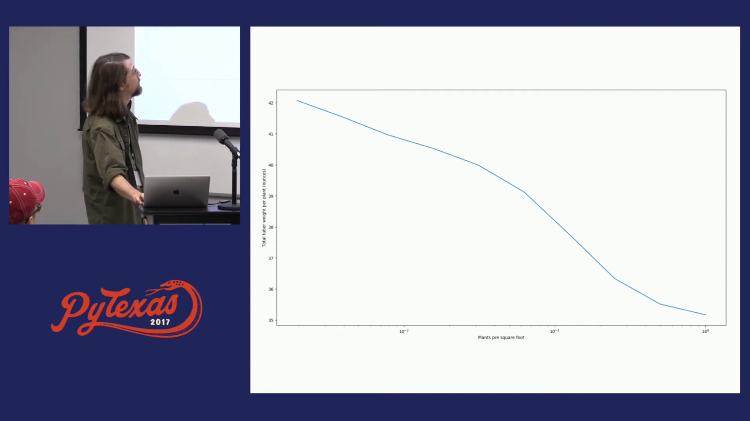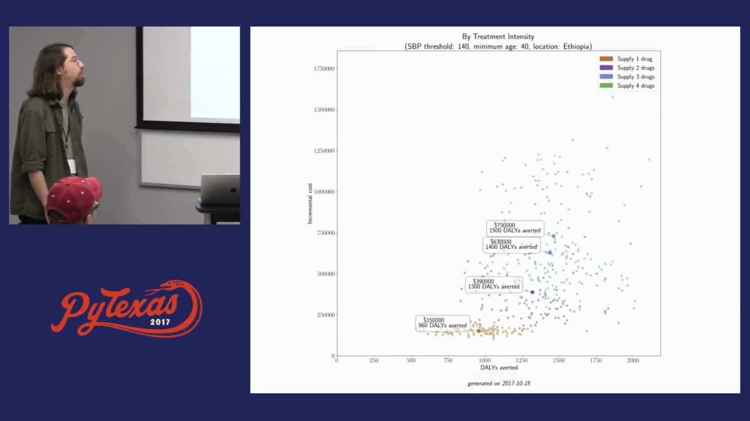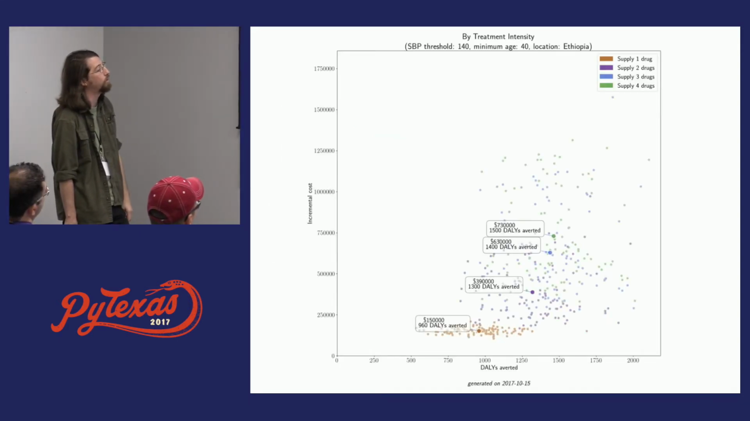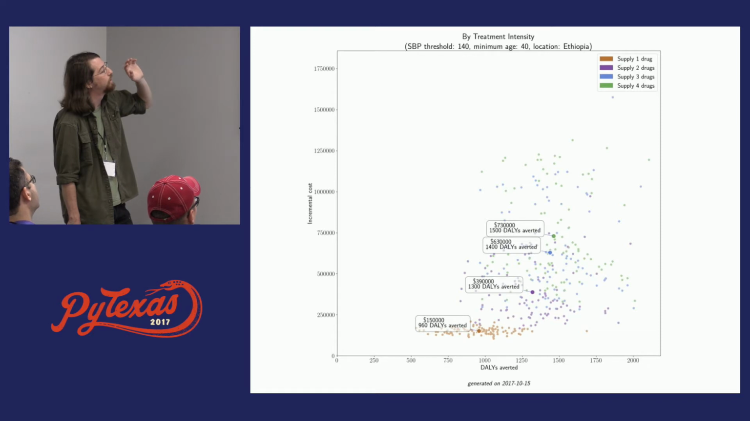Obviously I made up all this data, so don't plan your garden this way, but it's about right. This is a more complete result, more like what our model actually outputs. This is a cardiovascular disease model. This is preliminary results for Ethiopia.